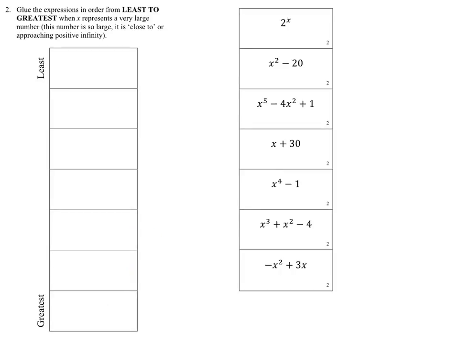Number 2 asks me to put the expressions in order from least to greatest when x represents a very large number. So we're saying this number is so large that it is close to or approaching positive infinity. I can't plug numbers that big into my calculator, so I'm going to choose a big number, maybe x equals 100, and plug 100 in for x on each of these.